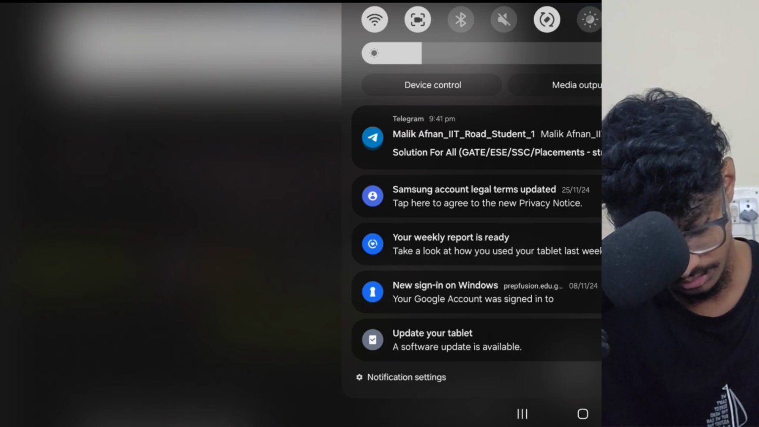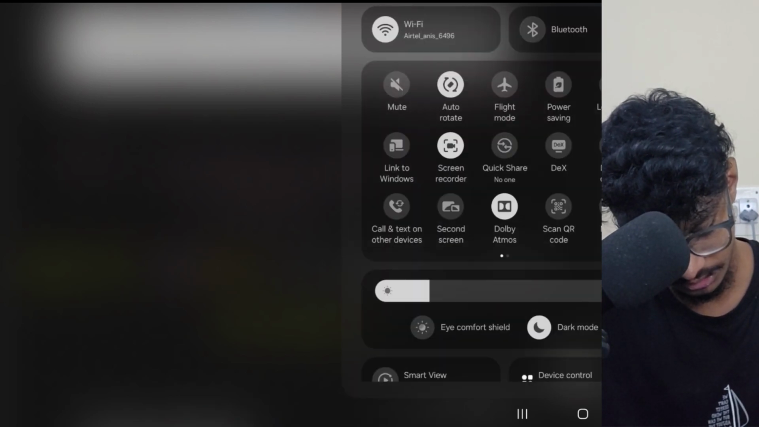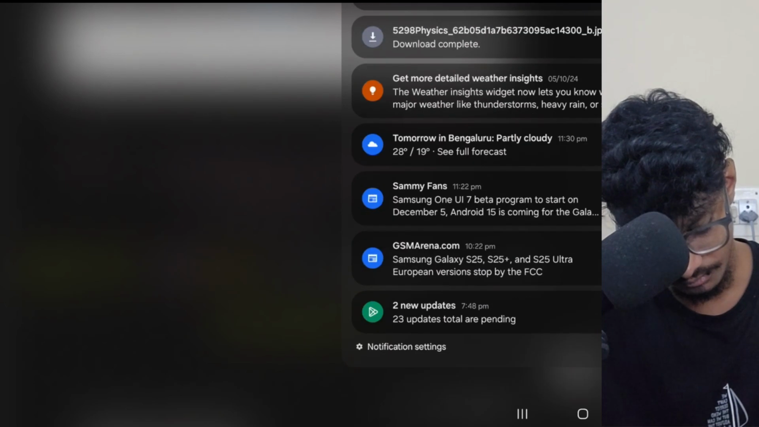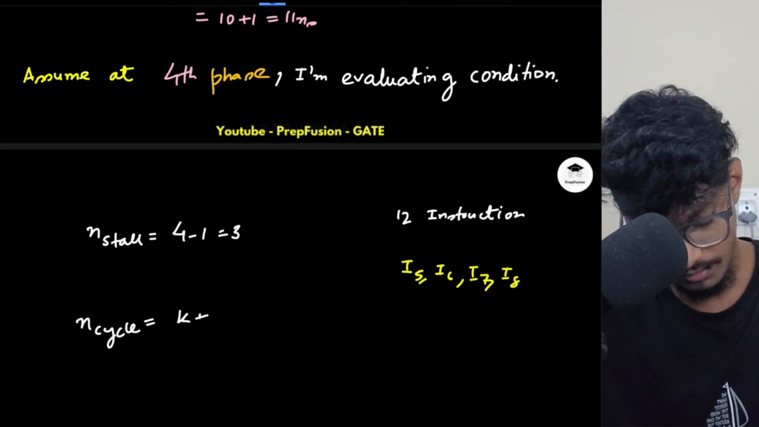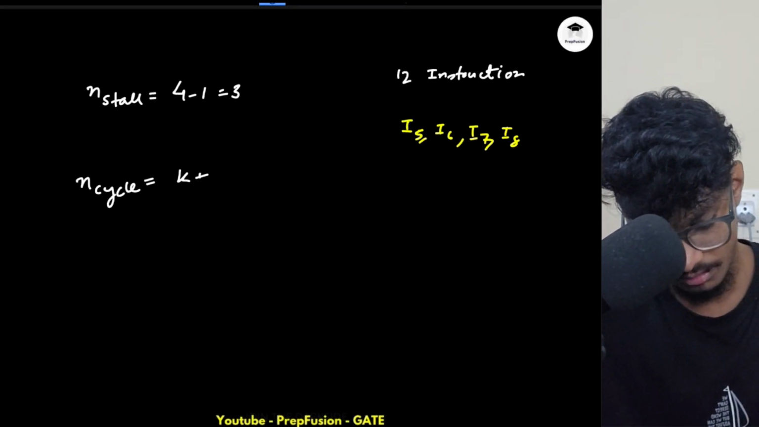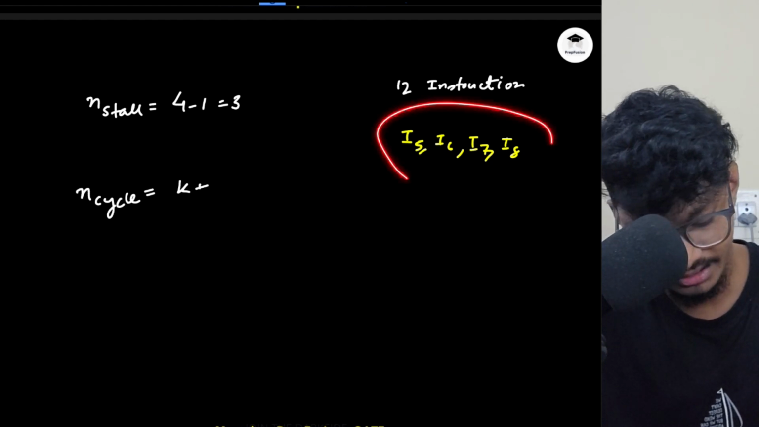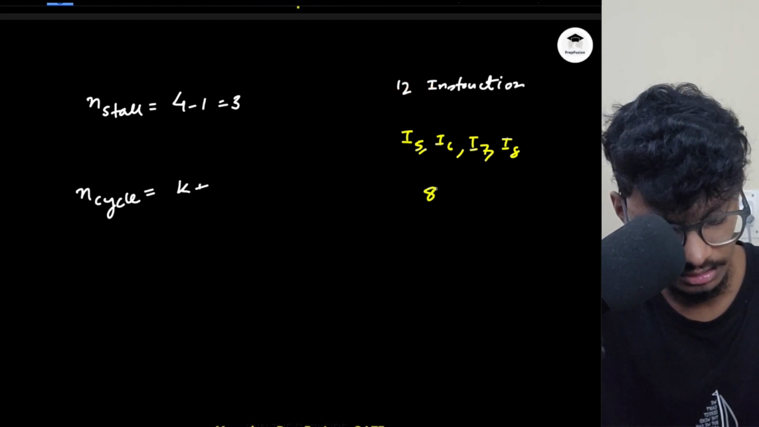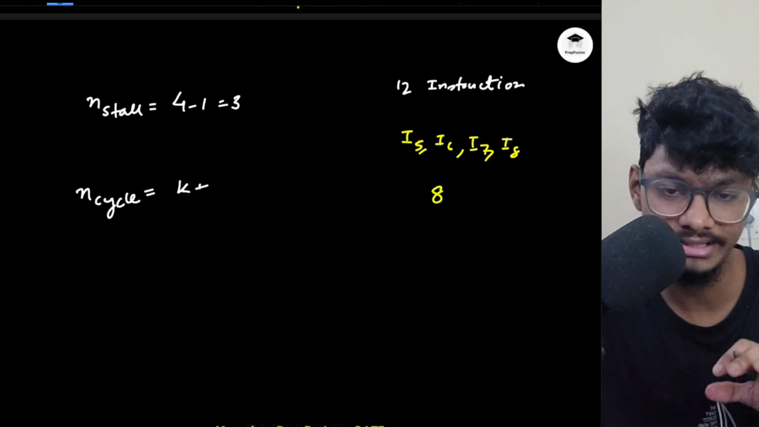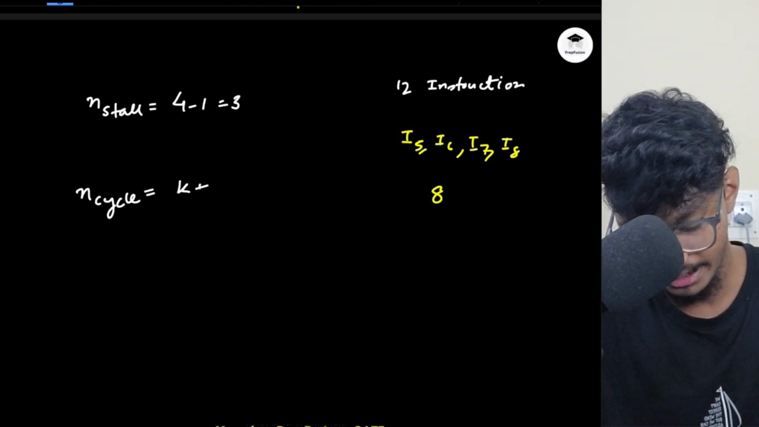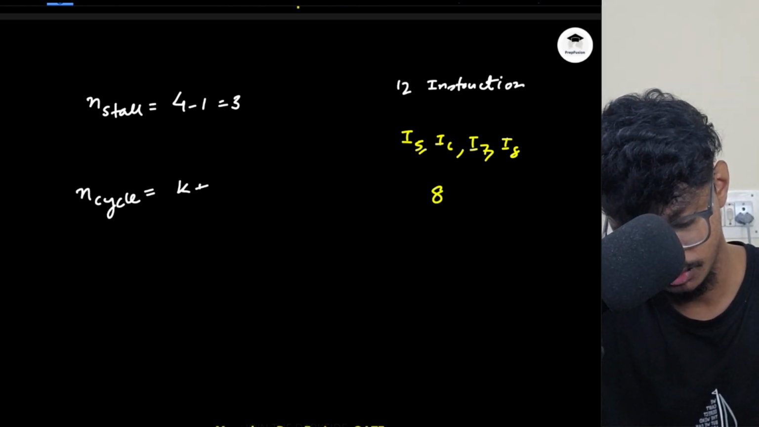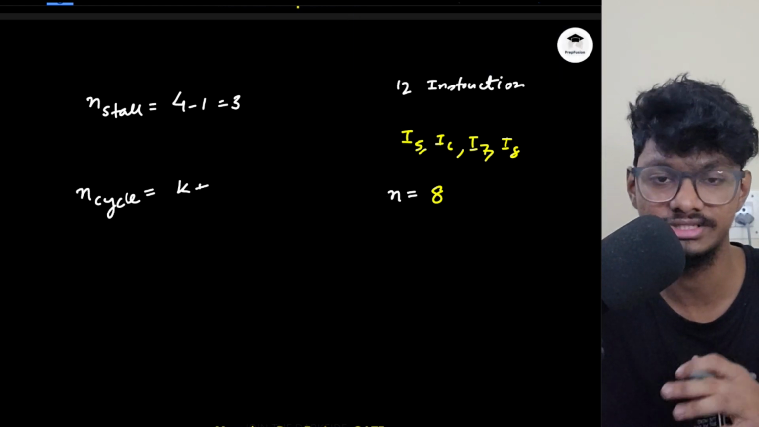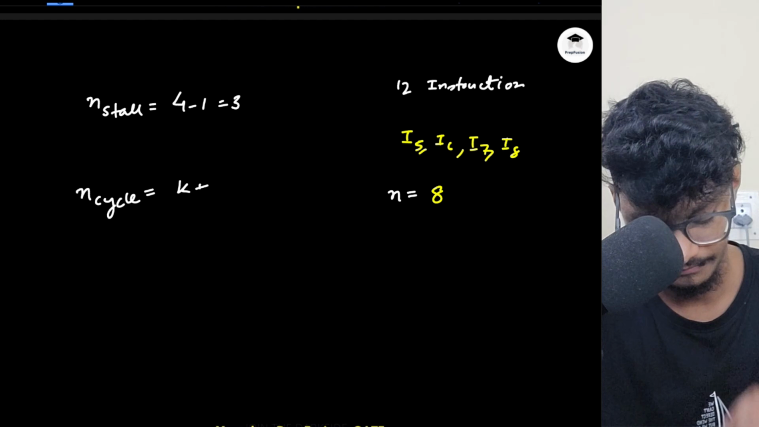Just hold on. One thing I want to check. Yeah, this is fine. So I'm skipping these 4 instructions, right? So out of 12, I'm skipping 4. So my pipeline is only executing 8 instructions. And I have to give stall cycles as well, so that I will compute later on. So this is n actually, the number of instructions that the pipeline is executing.